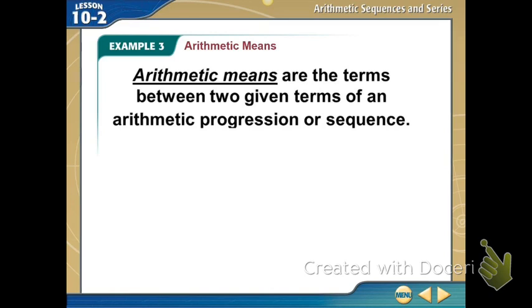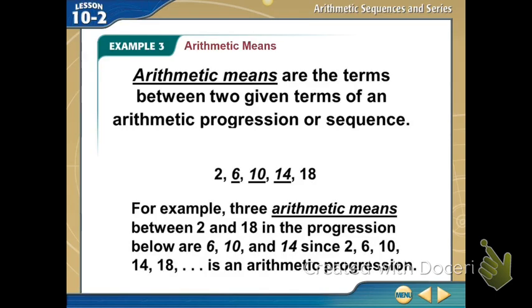Let's talk a little bit about arithmetic means. Arithmetic means are the terms between two given terms of an arithmetic progression or sequence. For instance, 3 arithmetic means exist between 2 and 18 in this sequence, because these are the 3 terms between 2 and 18.